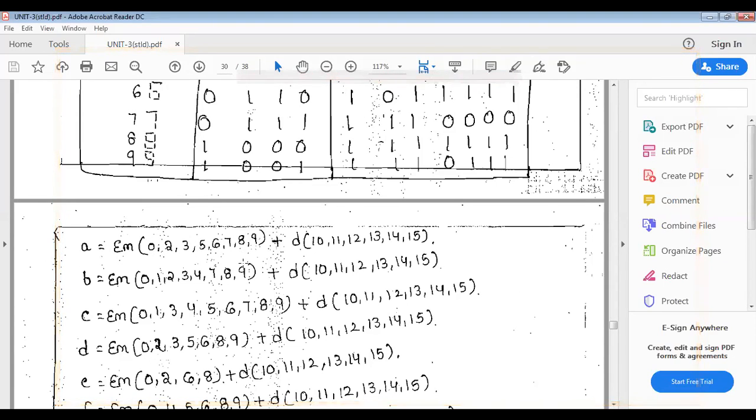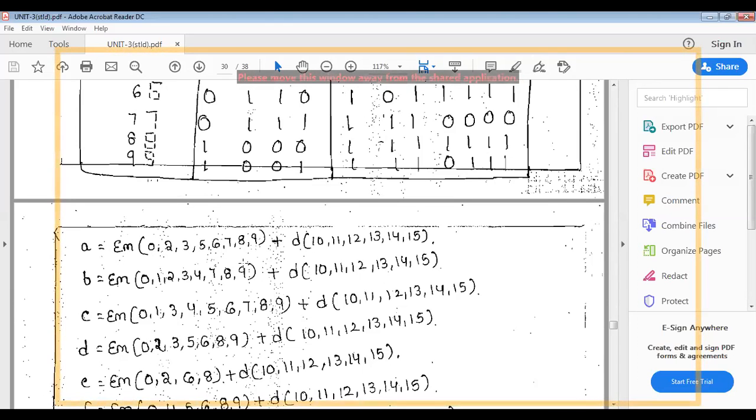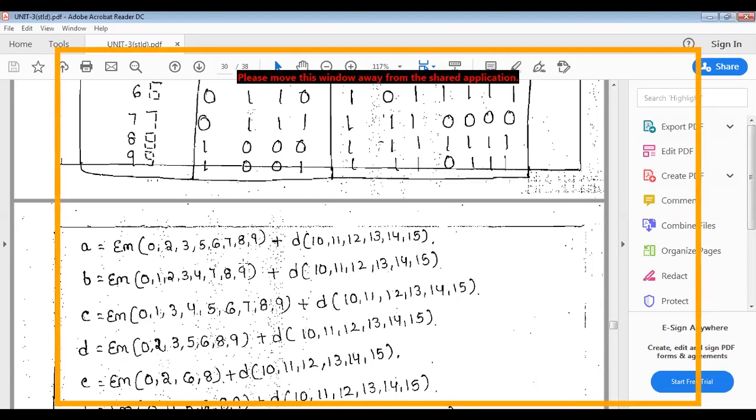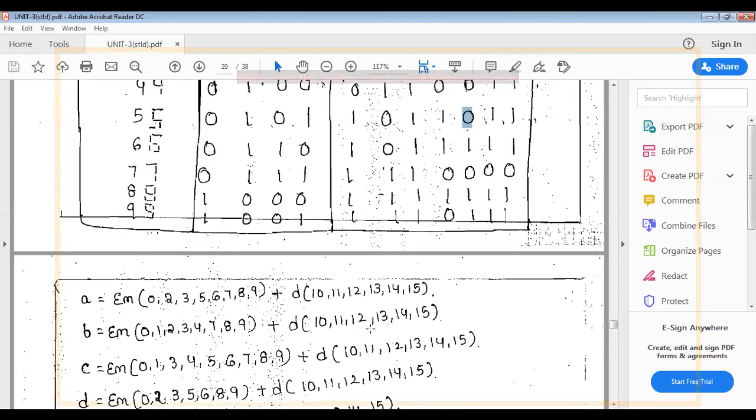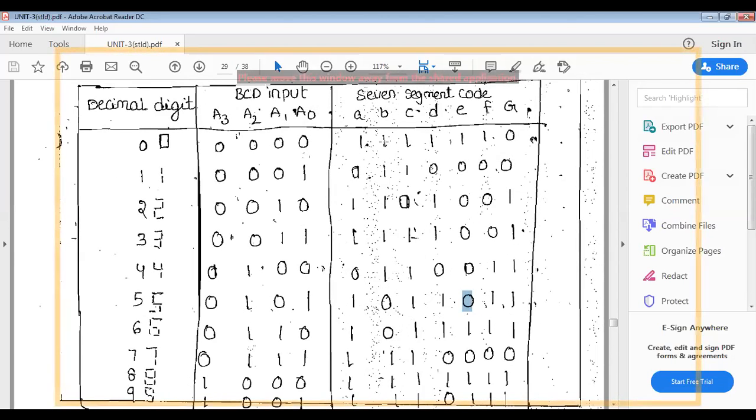Why are we taking the don't cares from 10 to 15 in the 4-bit binary? Four bits can represent 0 to 15, but to design the BCD to 7 segment decoder we use only 0 to 9. We are not using 10 to 15 because the input is BCD; from 10 it would require 5 bits. So I took only up to 9, and the remaining 10 to 15 you can consider as don't cares. Alright.